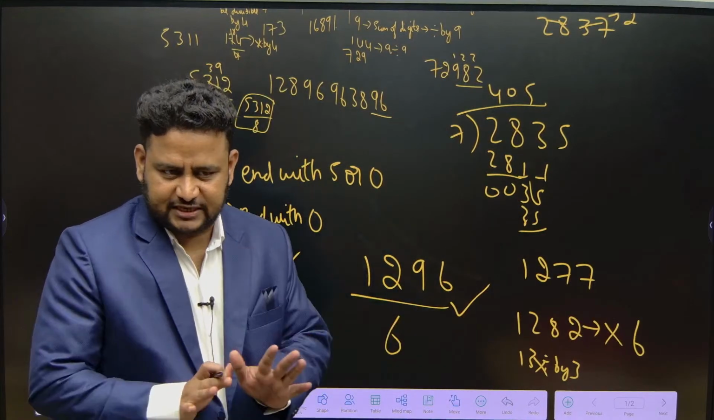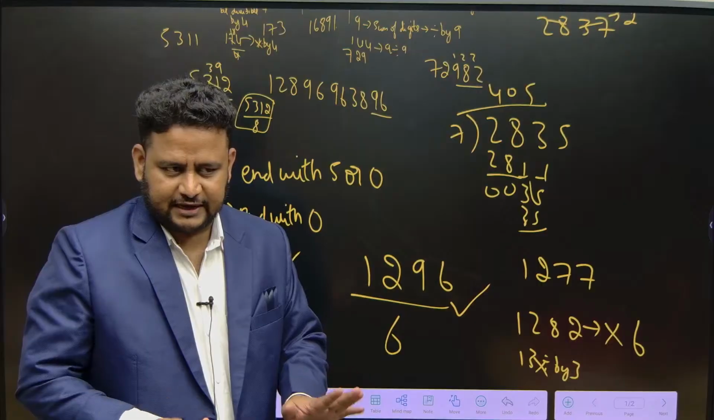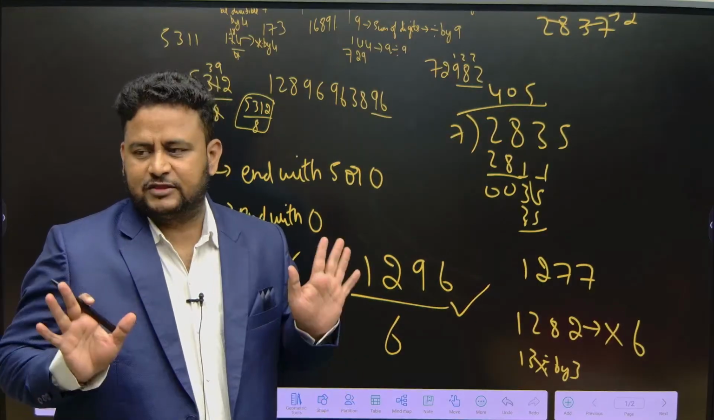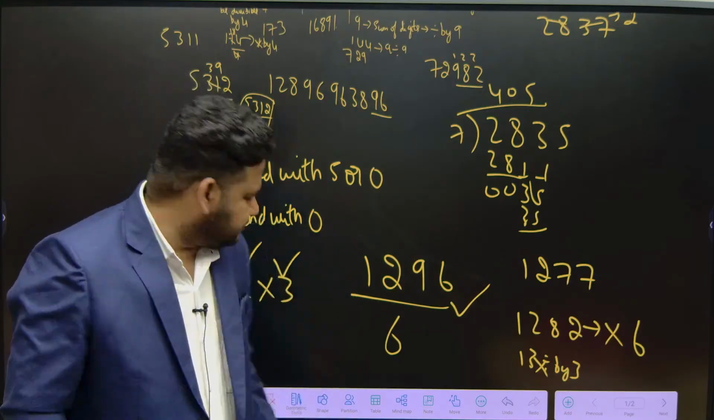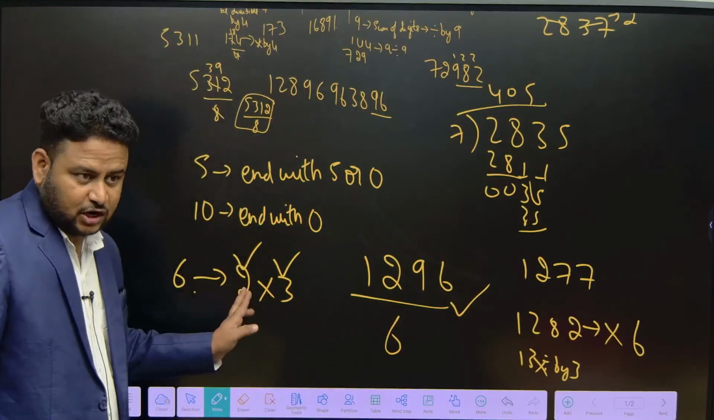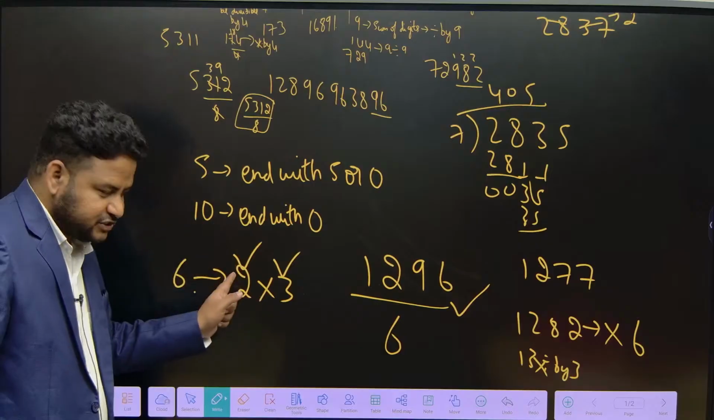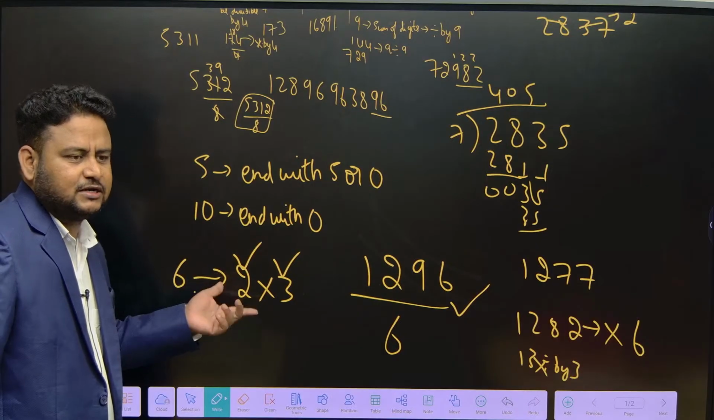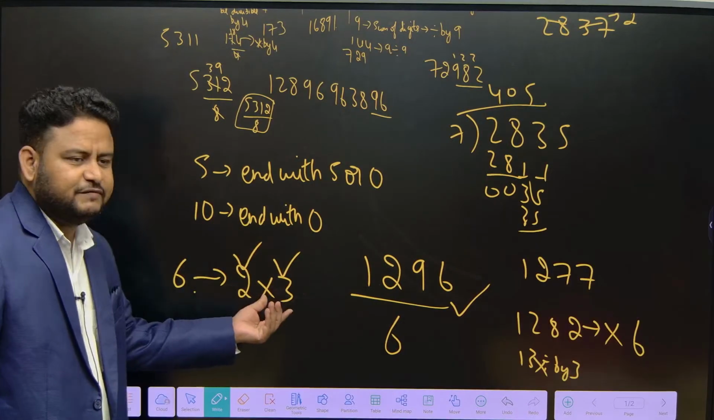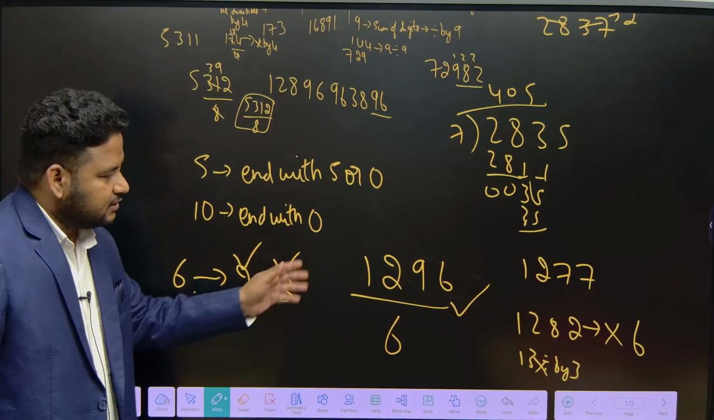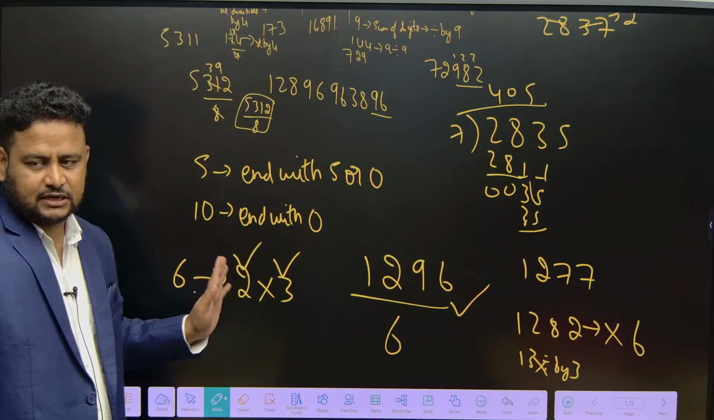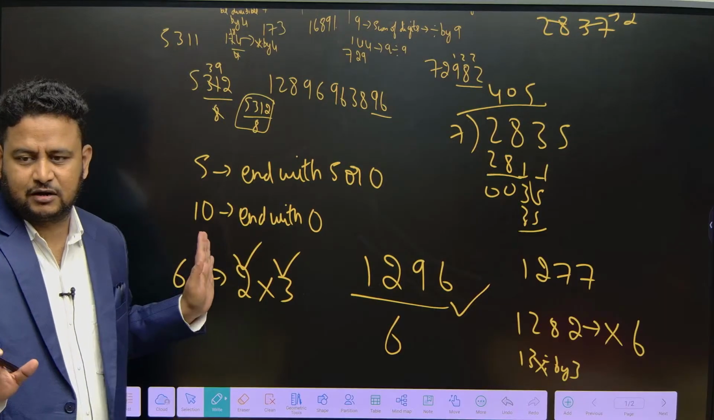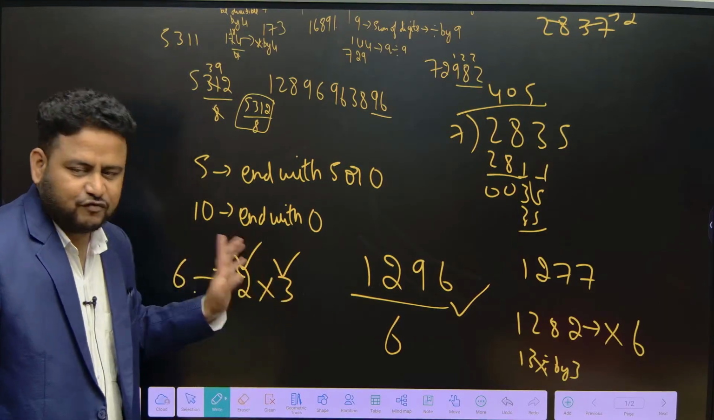Understood? First thing, it should be an even number. Next thing, it should be divisible by 3. Then definitely if it is following both of these, not either of these, I am telling both. First it should be divisible by 2. Divisible by 2 means what? It should be an even number. Then it should be divisible by 3. Then definitely it is divisible by 6. So first you check whether it is an even number or not. If it is an even number, then only check for 3.